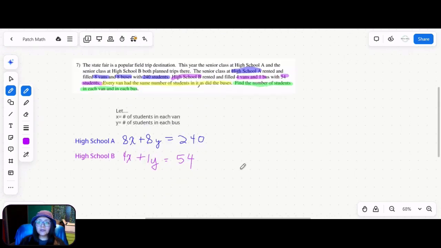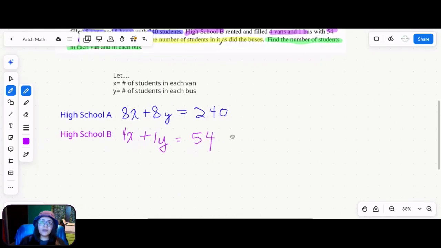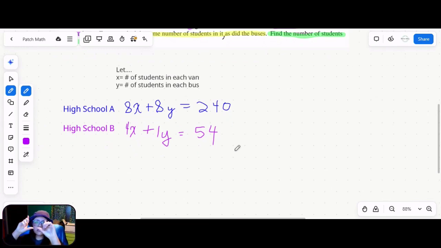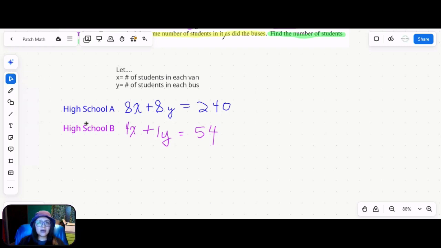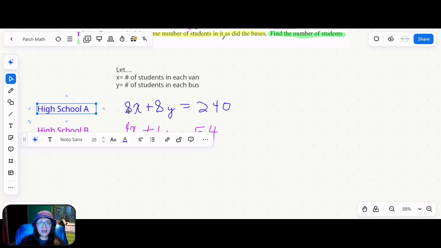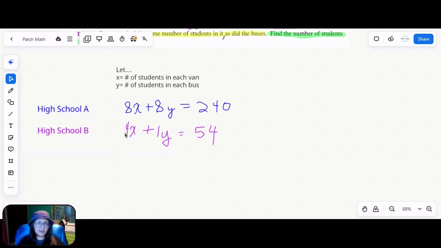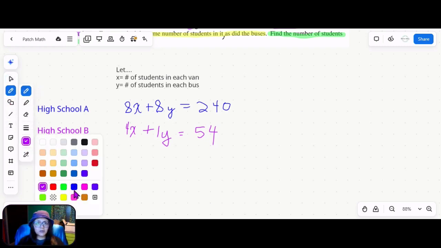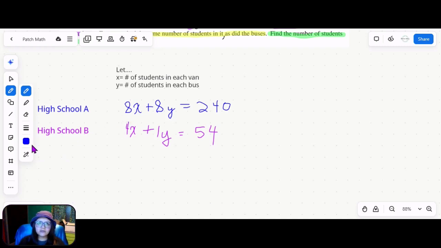All right, from here, we're going to use the elimination method. But if you'll notice, we don't have opposite sign coefficients lining up for our x's or our y's. In this case, I'm going to choose to use a multiplier. I see that in high school B, if I were to multiply 4 by 2, I get 8, and if I were to multiply 4 by -2, I get -8. Opposite sign coefficients.